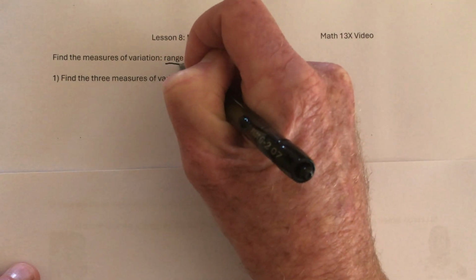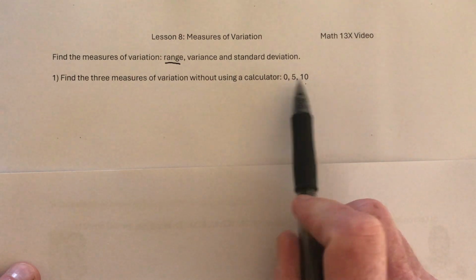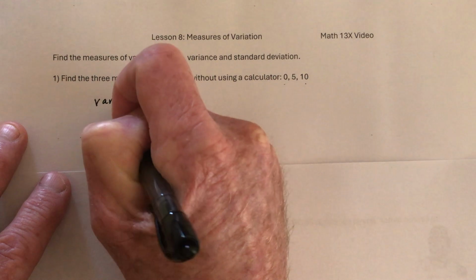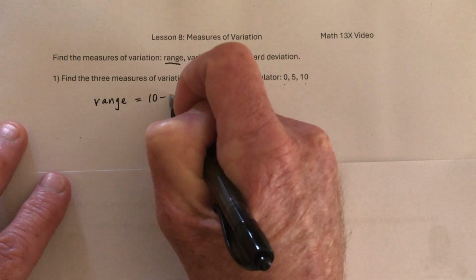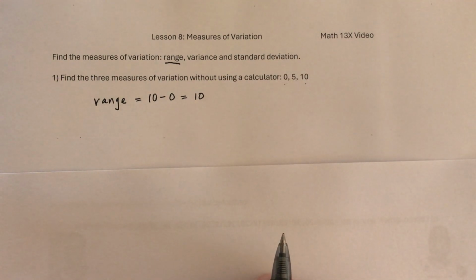First of all, the range. The range is the easiest to find. That's just the biggest number minus the smallest number. So for the range, it's just the biggest number minus the smallest number. And we're done with the range.